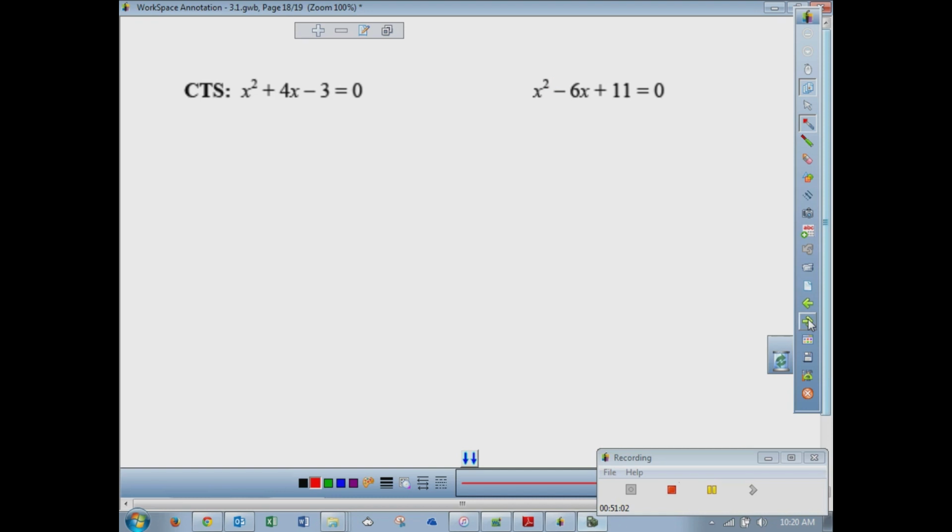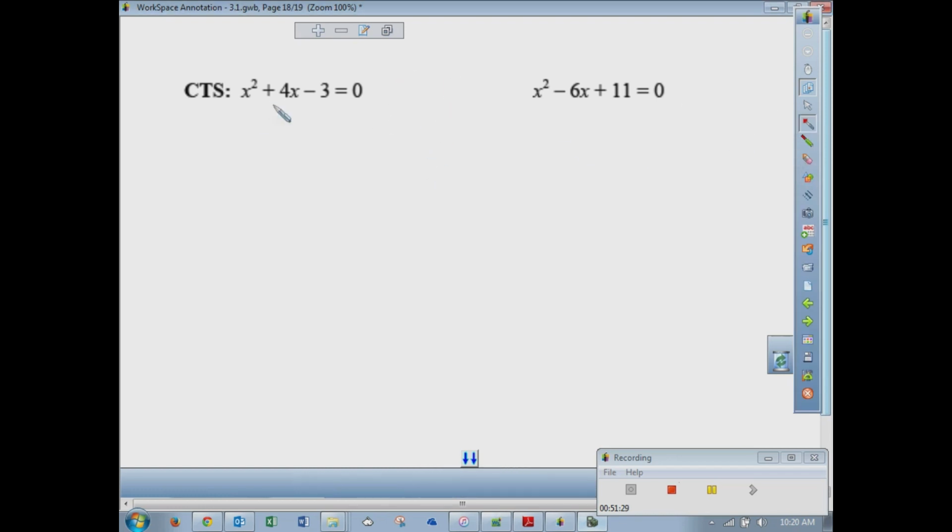Complete the square. Is A 1? Is B even? And notice you can't factor this. You cannot find 2 numbers that multiply together to be negative 3 and add together to be 4. Because the 2 numbers that multiply together to be negative 3, these are your only combos. They do not add together to be 4. So since A is 1 and B is even, though, completing the square is actually a pretty simple case.